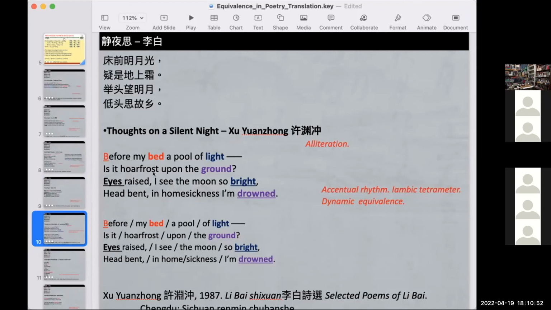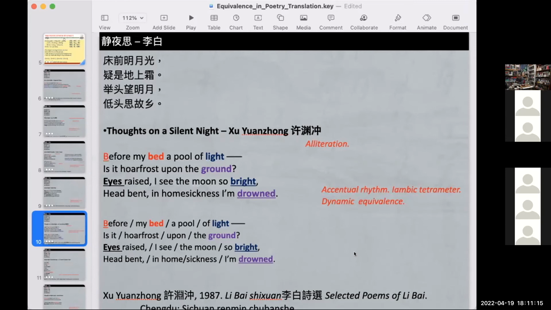If we read it: before my bed, a pool of light. Is it hoarfrost upon the ground? Eyes raised, I see the moon so bright. Head bent in homesickness, I'm drowned. Do you notice something in this translation?